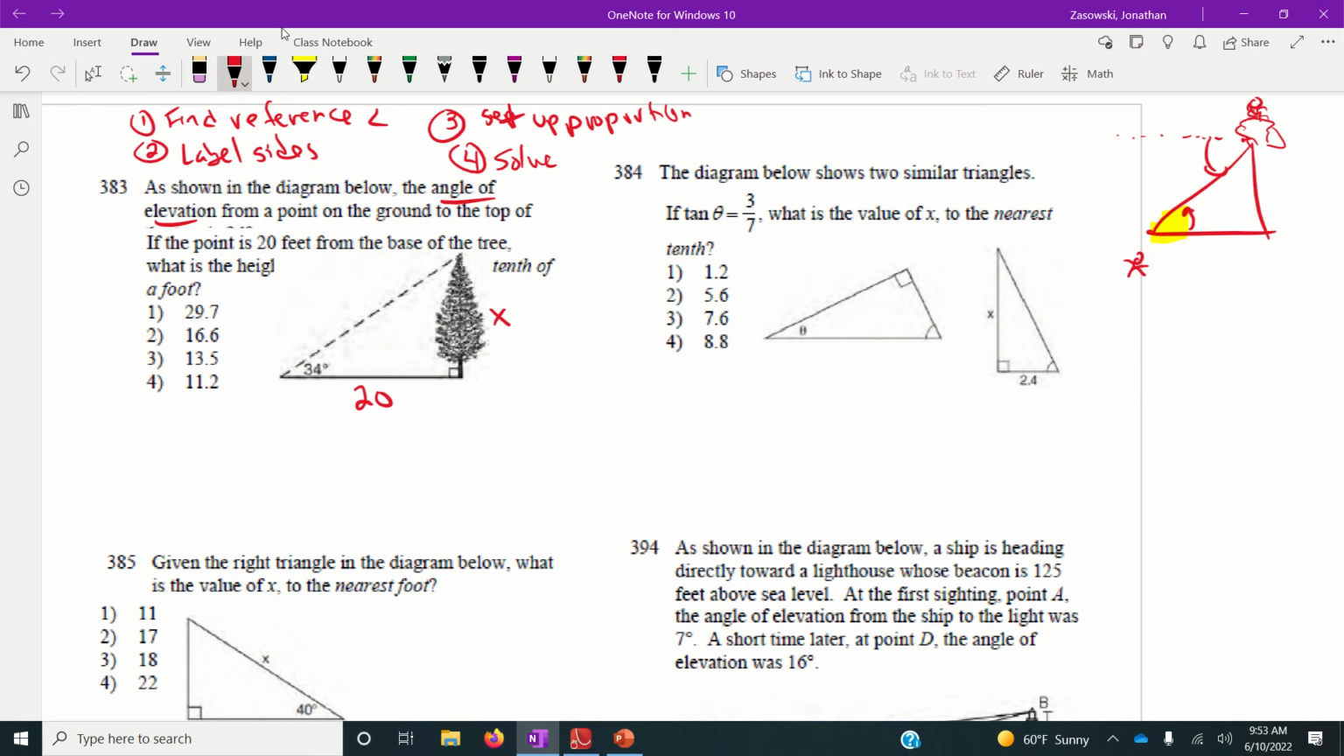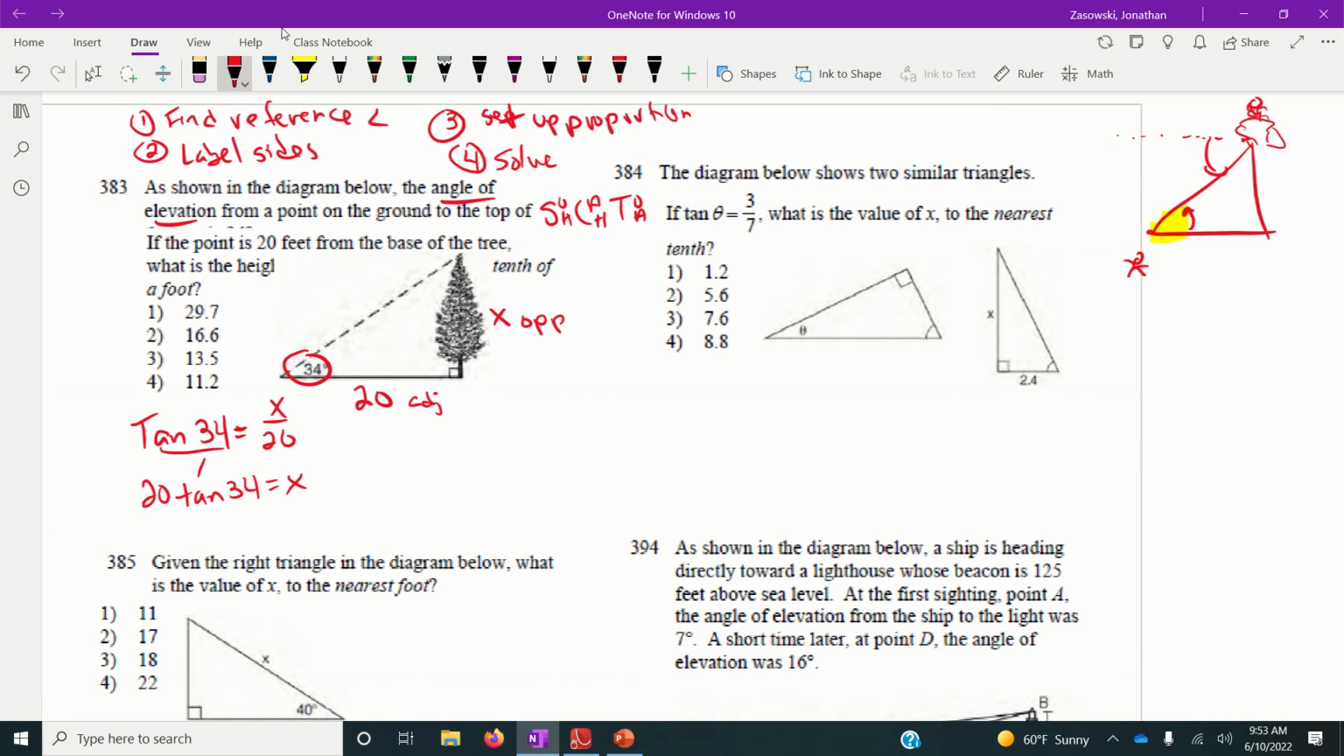So we'll call that x. So once again, find the reference angle, 34 degrees. Label the sides. X is opposite, 20 is adjacent. Pick your trig function. Using opposite and adjacent, if you remember our SOHCAHTOA, it is going to be tangent. So the tangent of 34 is equal to, the tangent of the angle is always equal to the ratio of the sides. The ratio of the sides is opposite x over adjacent 20, and then we're just going to cross multiply. So 20 tangent of 34 is equal to x.